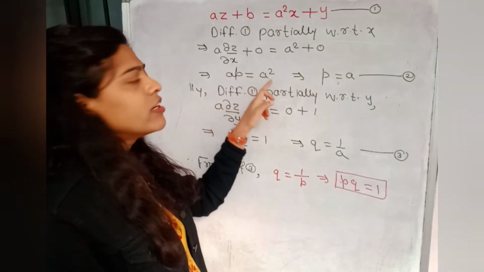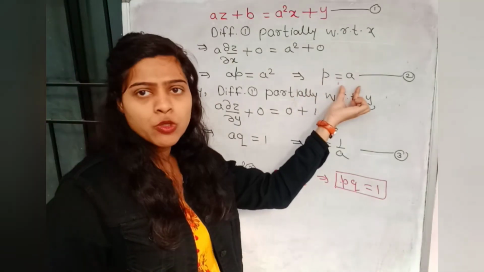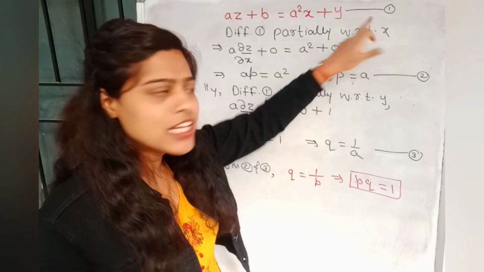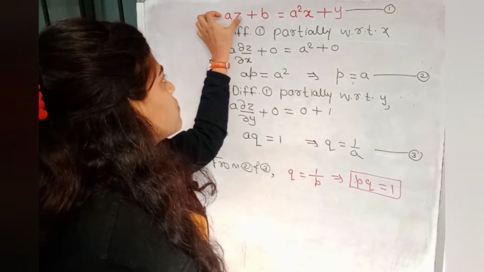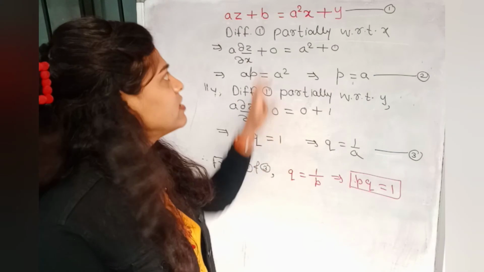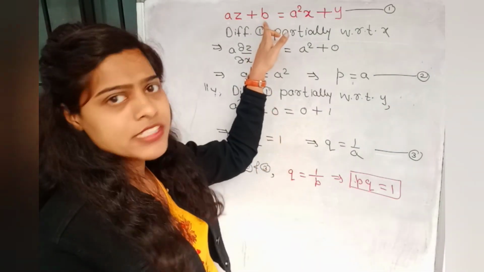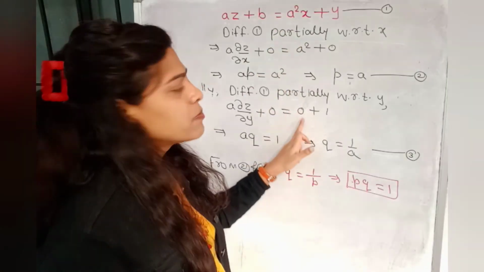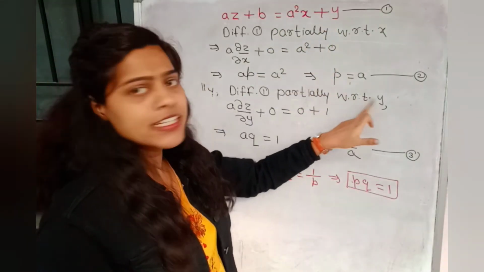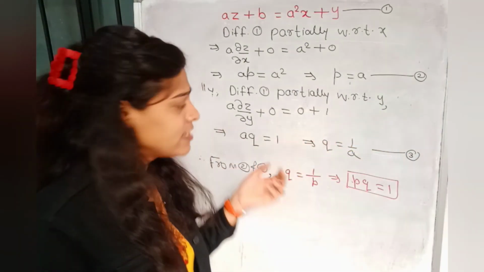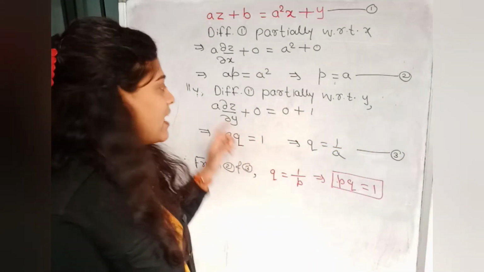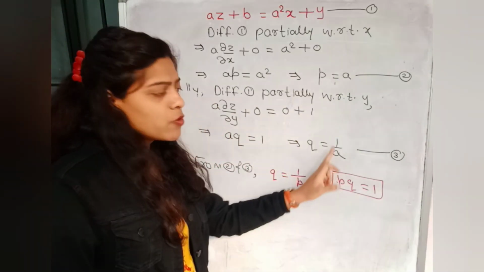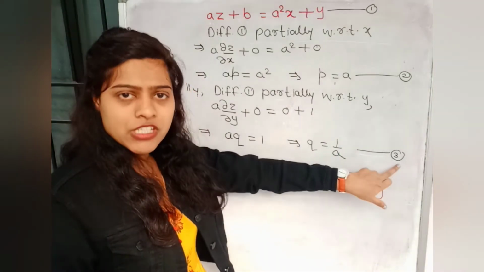So cancel a on both sides, and we get p is equal to a. We denote this as equation number 2. Again, differentiate equation 1 partially with respect to y. Then on the LHS we have a into dou z by dou y, plus the second term is 0 because it is a constant term and the derivative of a constant term is 0, is equal to the RHS, where the first term is 0 plus the derivative of y with respect to y, which is 1. So that implies a into q is equal to 1, where dou z by dou y is replaced by q, that is aq is equal to 1. So that implies q is equal to how much? 1 by a. We denote this as equation number 3.